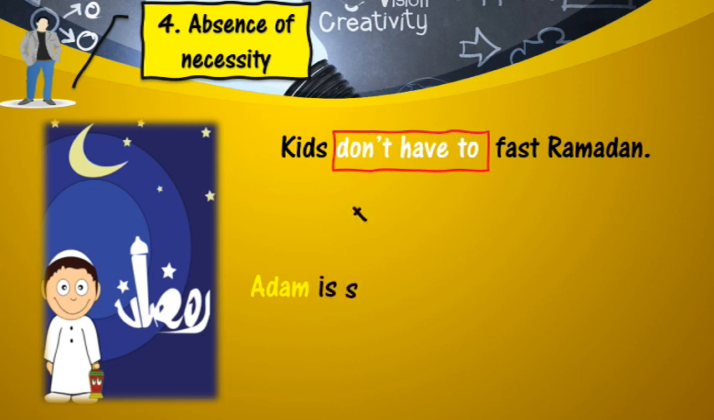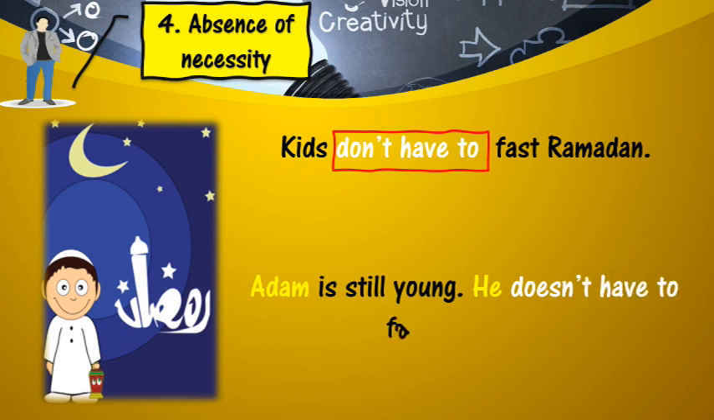But please notice that the modal verb changes again when the pronoun is he, she, and it. An example is Adam is still young. He doesn't have to fast Ramadan.